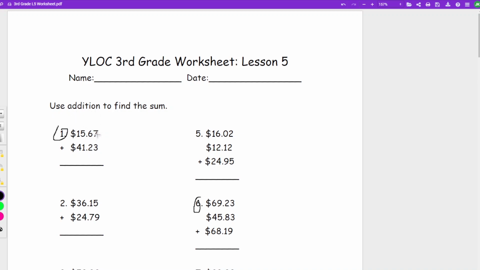So the 7 is in the hundreds place, and this 3 is also in the hundreds place, so I'm going to add them. So 7 plus 3 is 10, so I'm going to put a 0 and carry the 1. 6 plus 2 plus 1 is 9. And I'm going to put a decimal because that's where it lines up. 5 plus 1 is 6. And 4 plus 1 is 5.